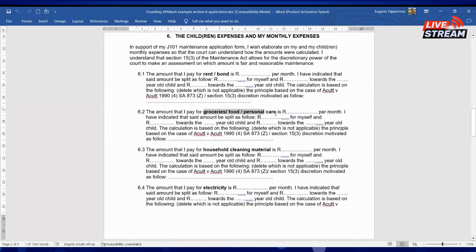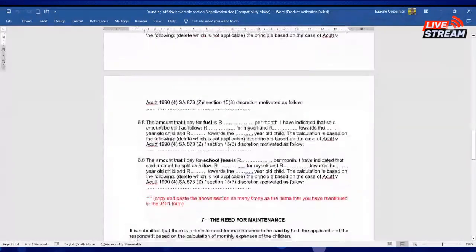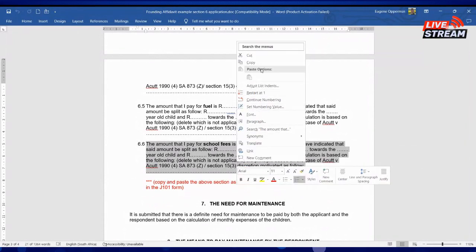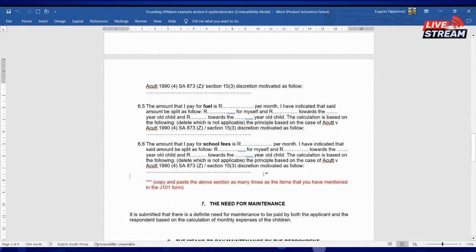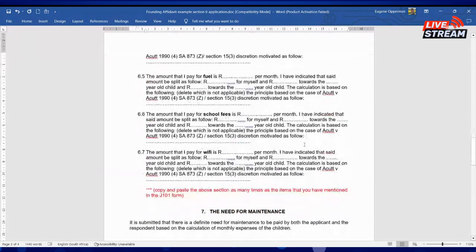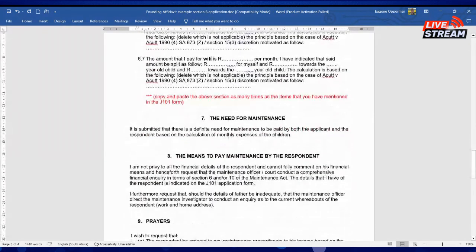Same goes for food, groceries, exactly the same. Household, electricity, fuel, school fees. Like I said, you can copy and paste these sections as many times as you wish. You can simply copy that and paste it there. And then you can say, okay, right, this is, for example, for Wi-Fi. And then you say, you pay that amount for Wi-Fi. Each and every one could be justified, so that you justify each and every expense with regards to that.